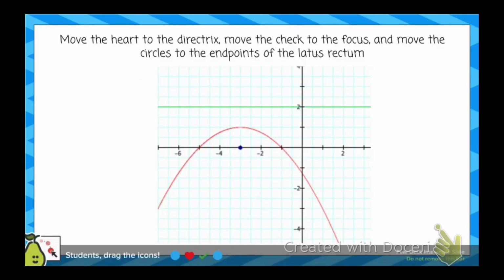All right, so again, this is just a review. We did this in class, but again, the line here would be the directrix. That point inside would be the focus. That's my vertex. And then these are the endpoints of the latus rectum. So that's just 2 additional points that are on that parabola.